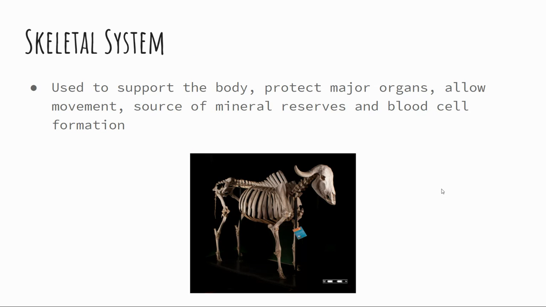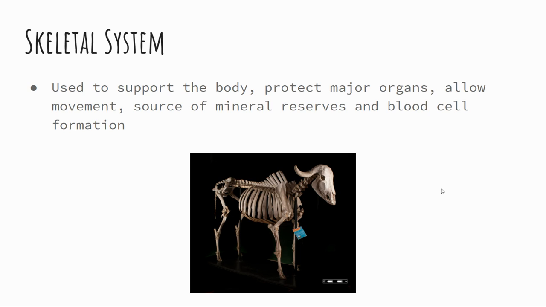So we'll start with the skeletal system, and the skeletal system is going to be used to support the body. It's also going to be used to protect all major organs inside the body. It also allows movement of the organism, and it's also a source of mineral reserves and blood cell formation. So, the first thing we think of when we think of the skeletal system is support. Okay, we think of bones giving us or other animals support, the ability to stand up, press ourselves up off the ground, whether it be with 2 legs, 4 legs, whatever it may be. And that is correct, but there's so many other functions that the skeletal system provides.